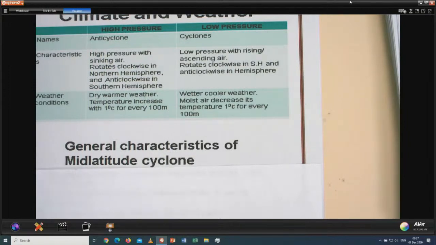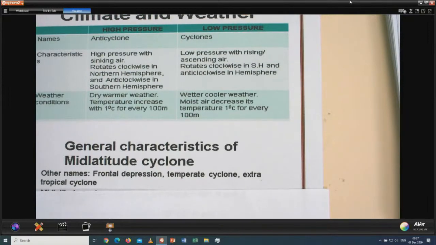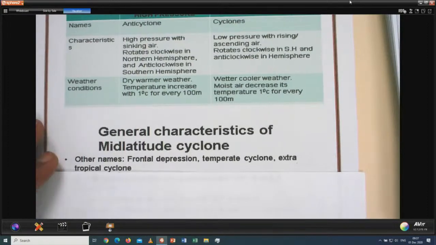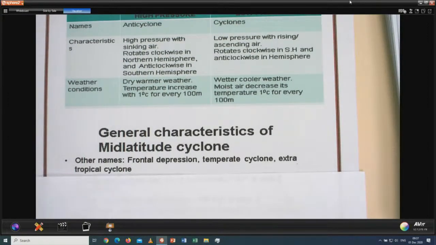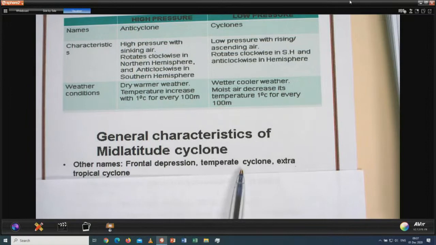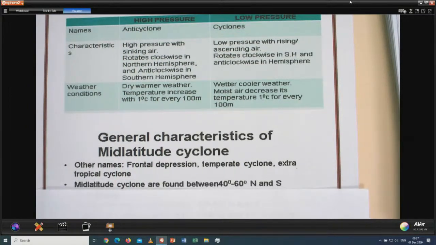Characteristics are, what is it that makes this particular cyclone differ from another type of cyclone that we have? Remember, it is also known by other names. Frontal depression is one of those, because this is the only cyclone that has fronts. A tropical cyclone does not have fronts, but a mid-latitude cyclone has fronts. That is why we refer to it as a frontal depression, or sometimes a temperate cyclone or extratropical cyclone.